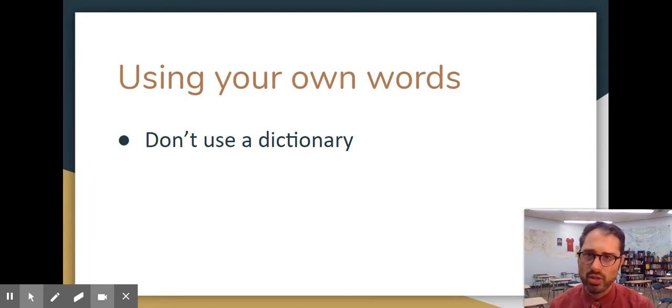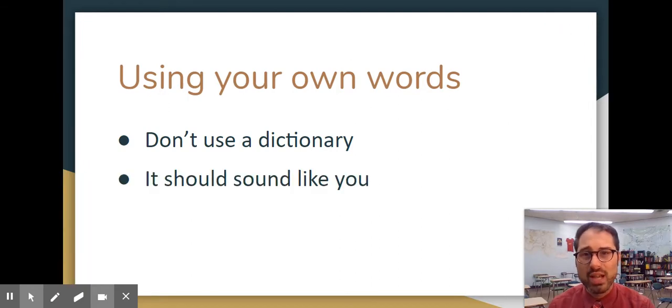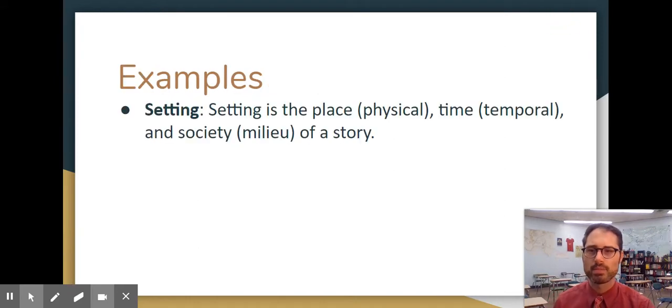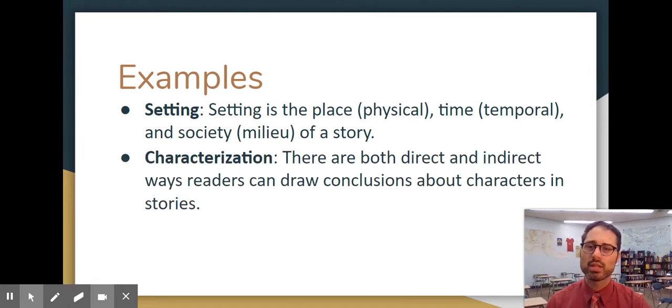Remember, we don't want you to use a dictionary, and it should sound like you because you are the one writing this. So here are some examples. If I have to define setting, I might say setting is the place, physical, time, temporal, and society, milieu of a story. Maybe we want to talk about characterization.